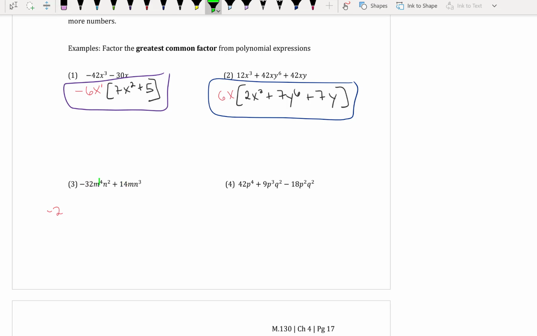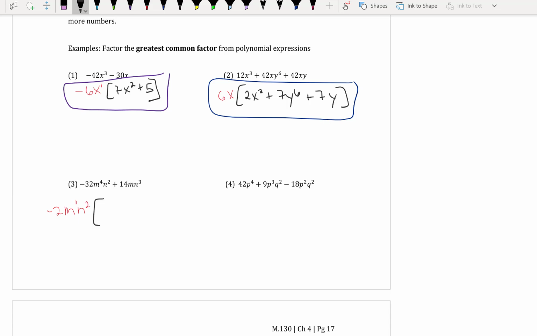Now let's focus on the m part of this. So if I'm looking at the m, I do have an m in both terms, and the smallest exponent is m to the 1 power. Now I'm going to be looking at my n powers. They both have an n in both terms, and the smallest exponent is n squared, so that's going to be part of my GCF.